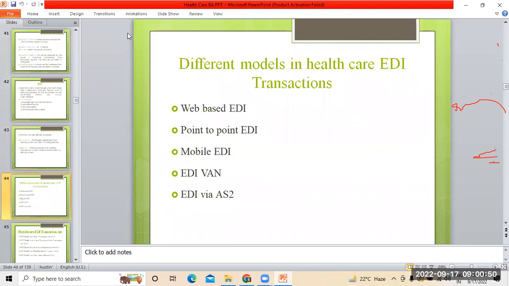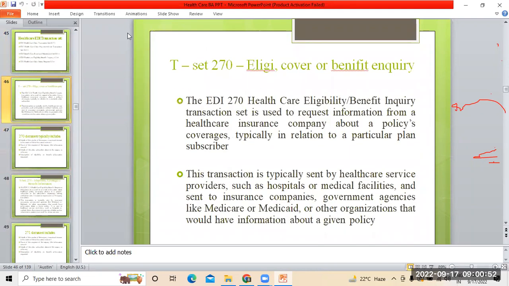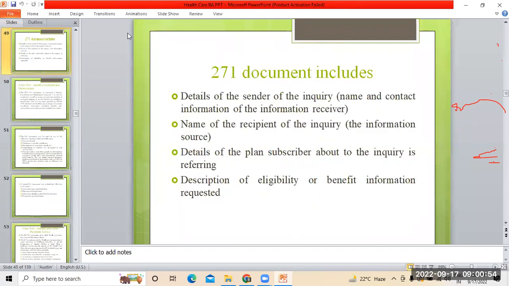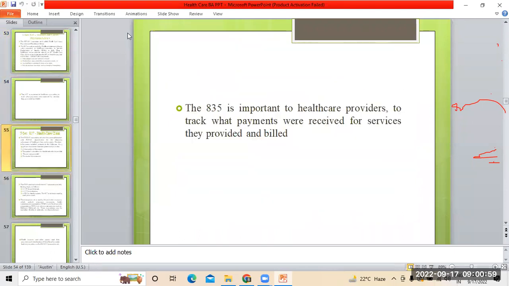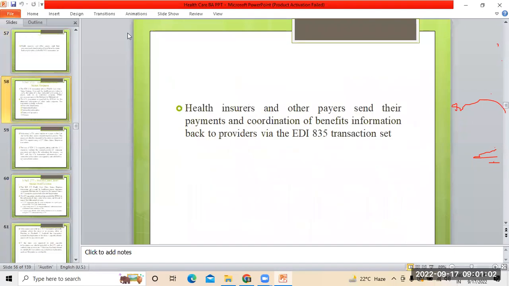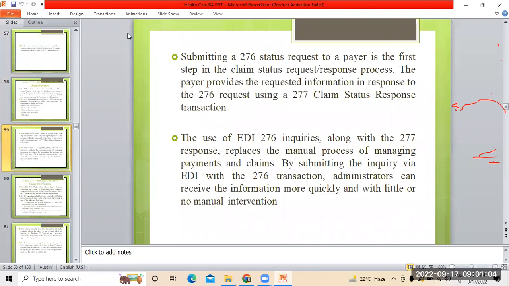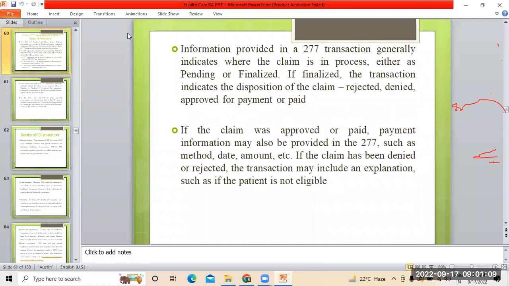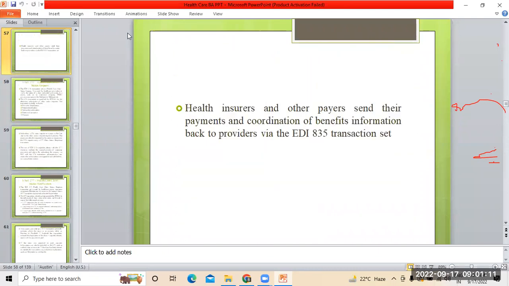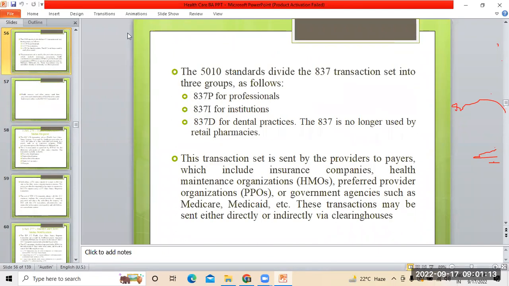So here we have 270, and we need to discuss 271, 834. At the same time, 835, 837, 276, and 277. These are the major codes, as I mentioned, which we are going to explain from next week onwards. Hopefully by next weekend it will be covered. Your course will be completed by the next weekend. So this is all about today.